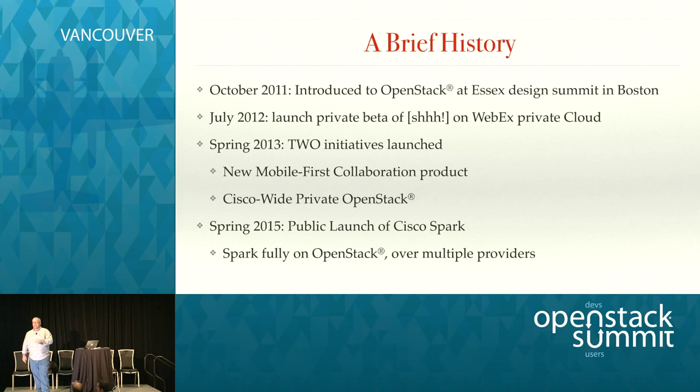We also at that time kicked off a Cisco-wide OpenStack environment. A lot of the team that you see here within Cisco is an internal team called Cloud Infrastructure Services. We're on a platform called CCS. And right about that time, we were launching both of those projects. Then in spring of this year, we finally did the public release of the application that we've been building on OpenStack.